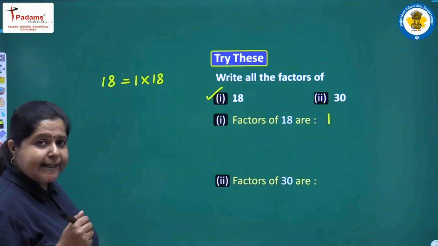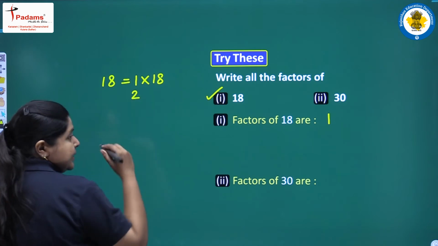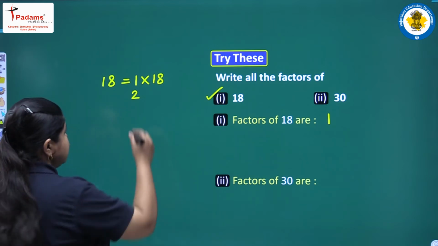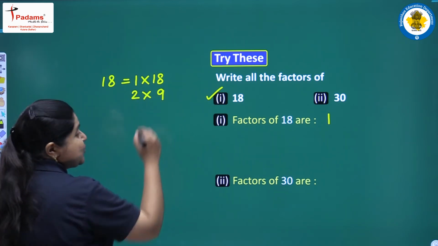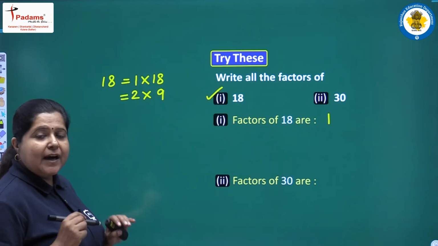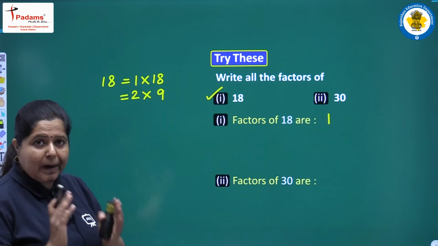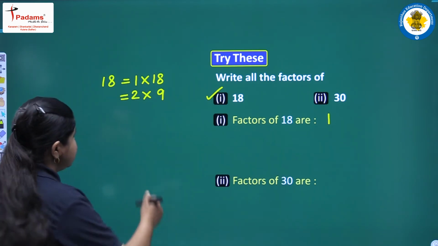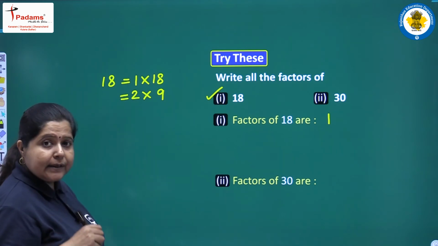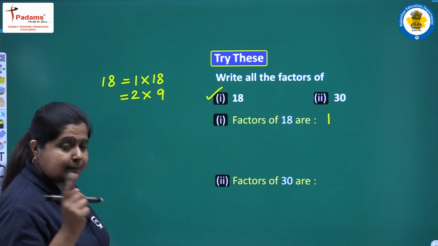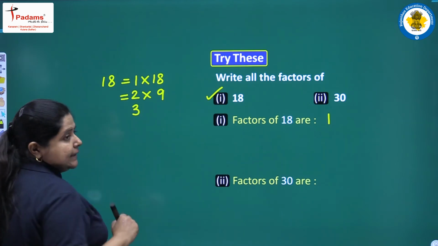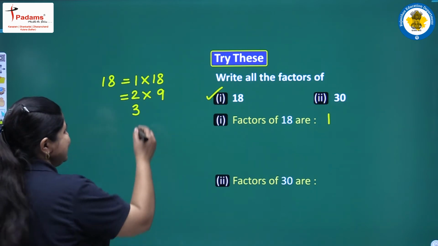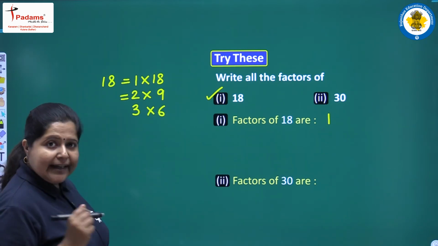Now we move on to the second table, which is 2. Just think it over how to break this 18 taking 2 as one of its numbers. It can be written as 2 9s are 18. We are breaking this 18 into 2 parts such that the product of the 2 parts is 18 again. Now we think about the next table, which is of 3. Is 18 present there? Yes. 3 6s are 18.